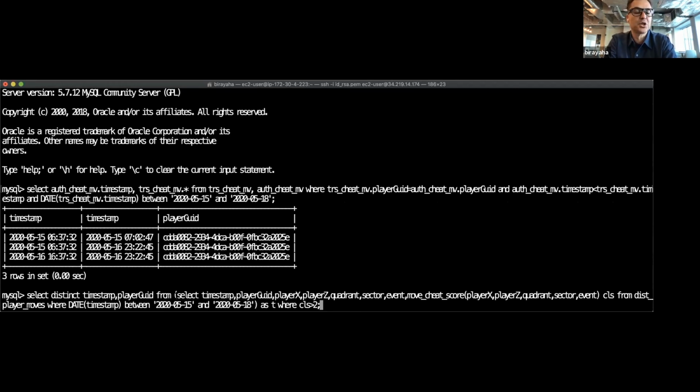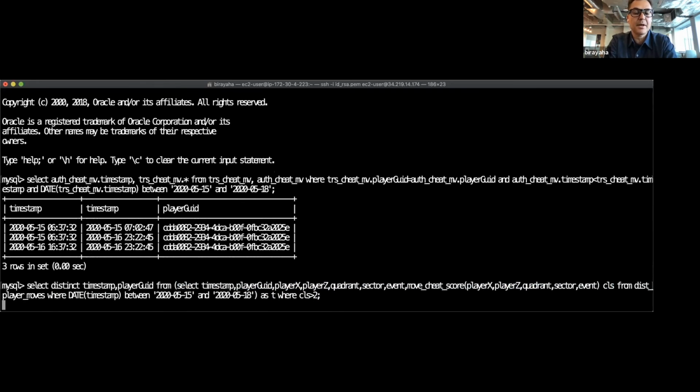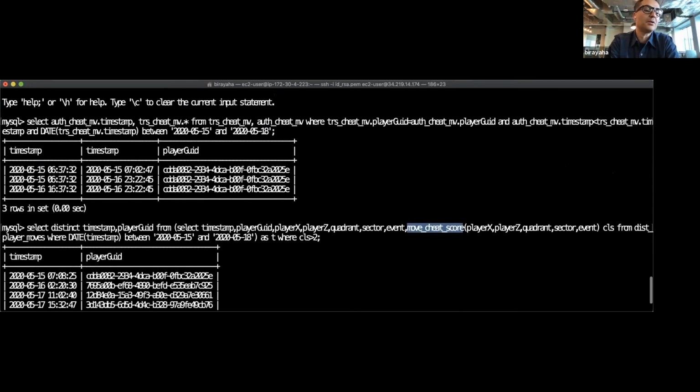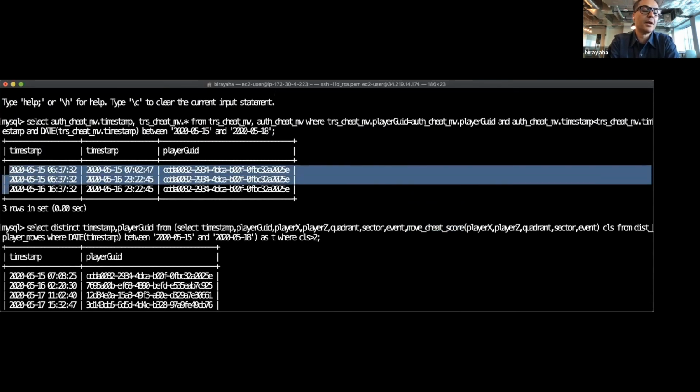And how this suspicious move manifests, you could see here, I'm querying the move cheat score. I'm asking to filter the move cheat score from the materialized view where the classification is greater than 2. And again, I'm limiting it between the timestamps that I was able to get here. Okay, so what did we get?